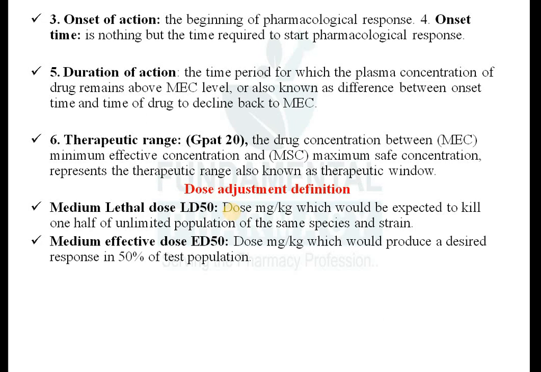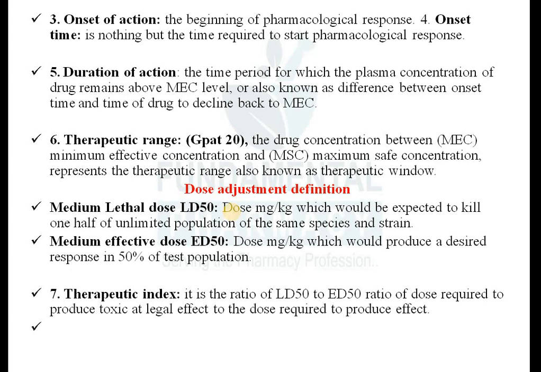Now most important, therapeutic index. It is the ratio of LD50 divided by ED50, or the dose required to produce toxic effect divided by the dose required to produce the desired pharmacological effect in 50% of the population. In simple language, LD50 divided by ED50. Therapeutic index TI is equal to LD50 divided by ED50.